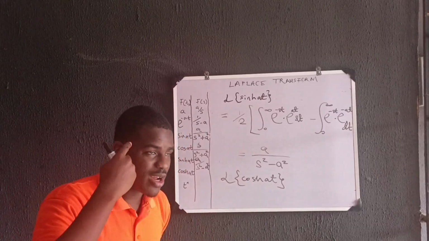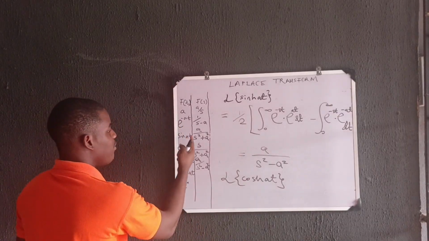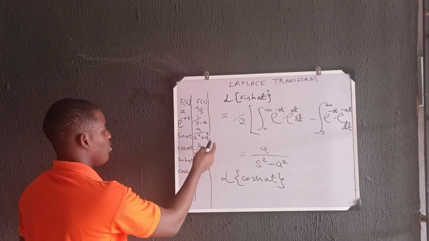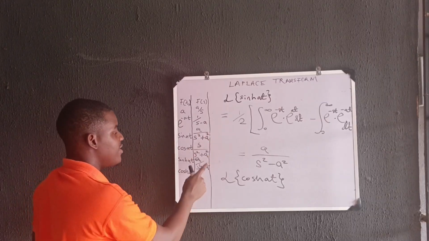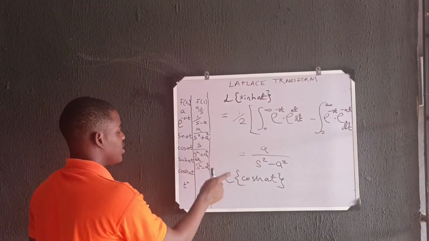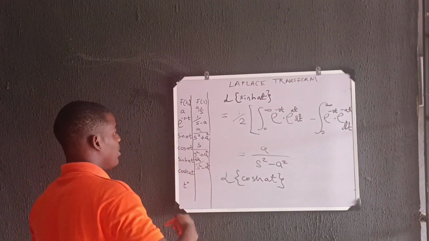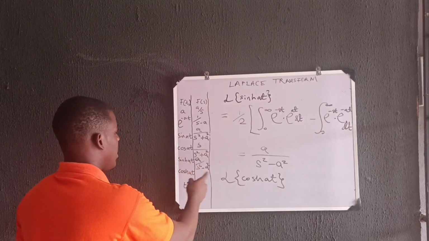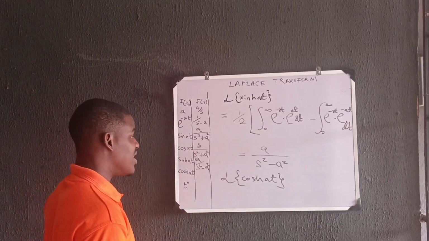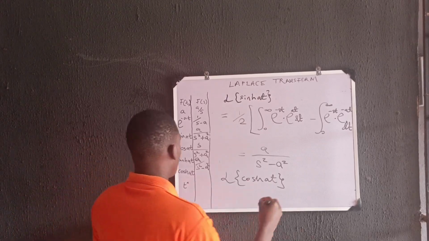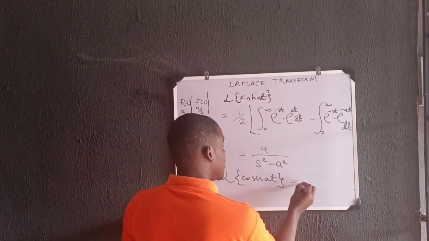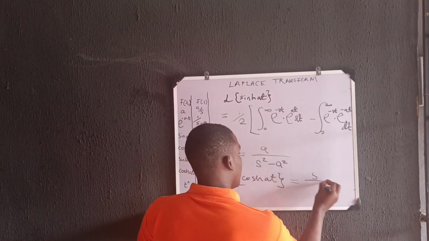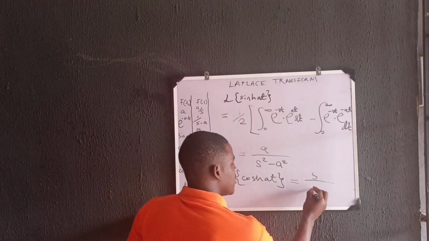If you just use your regular IQ, since here sine of at is A over S squared plus A squared, and cos of at is S over S squared plus A squared. Then sine of at becomes A over S squared minus A squared, right? So cos of at, if you just use regular IQ, you find out that it will probably look like this, which it actually is S over S squared minus A squared.